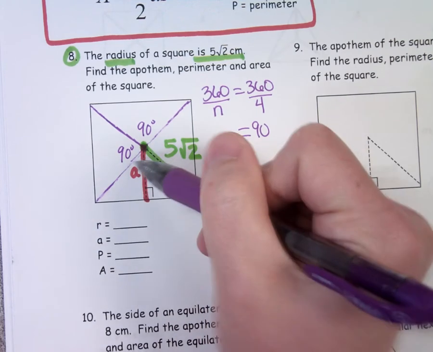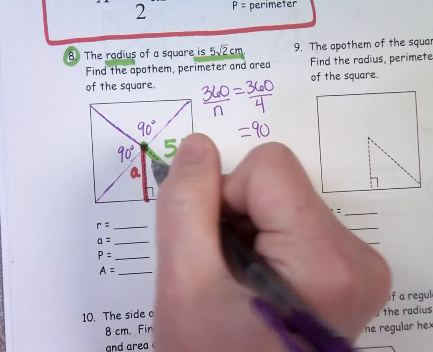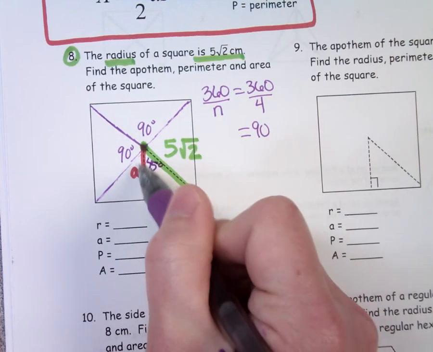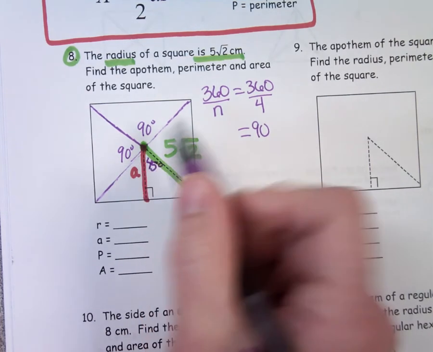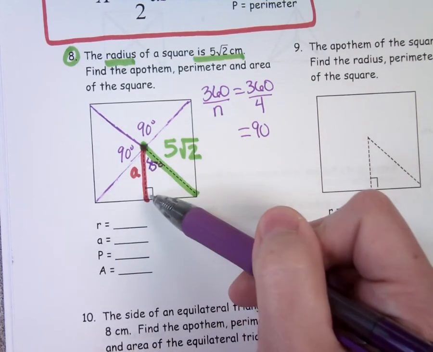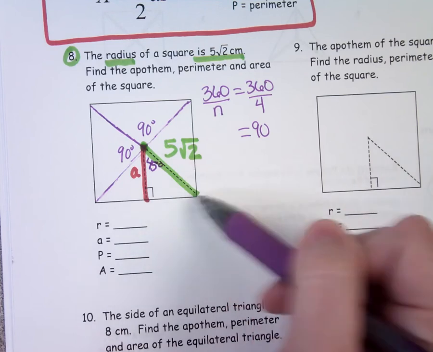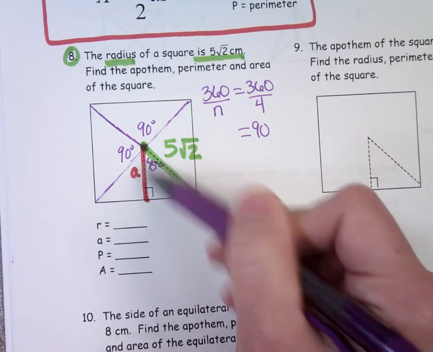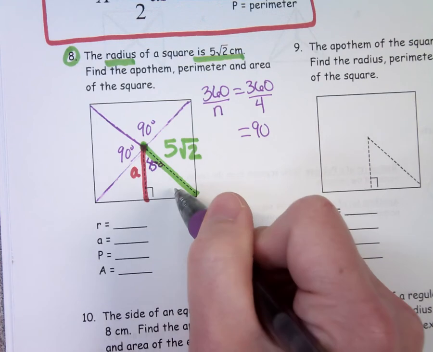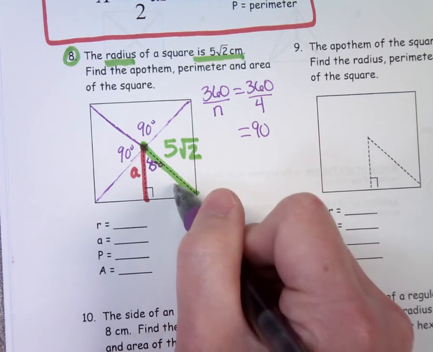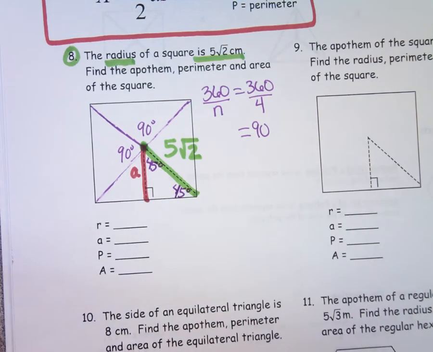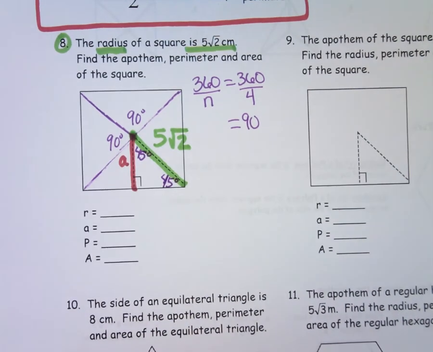What the apothem does is split that 90 in half, making this a 45-degree angle, and this other piece over here a 45-degree angle. So whatever the central angle is, the apothem will always cut it in half when you work with this triangle made by the apothem and the radius. If this is 45 and this is 90, then this is 45. So we are working with a 45, 45, 90 triangle.